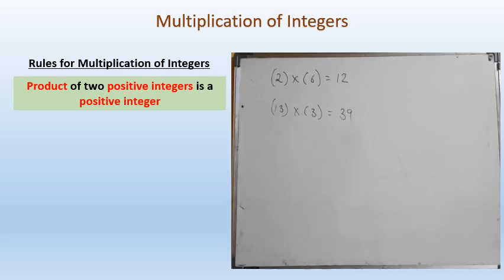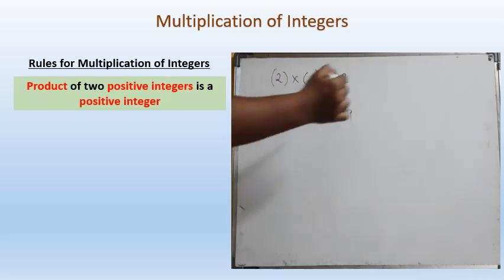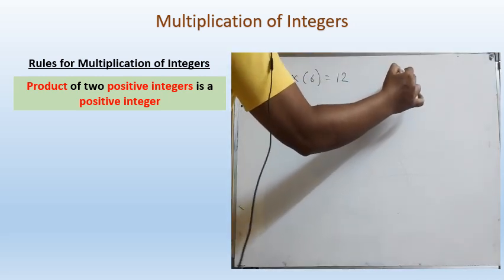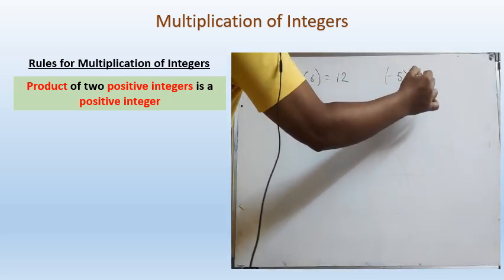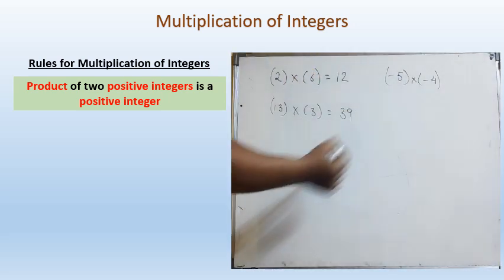Okay, you can make your own examples like this and move on. Okay, now the second rule for multiplication, product of two negative numbers. We have done the product of positive numbers. Now let us look at the product of negative numbers. For example, if you have -5 multiplied by -4.